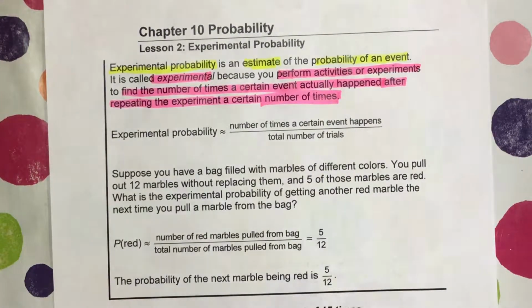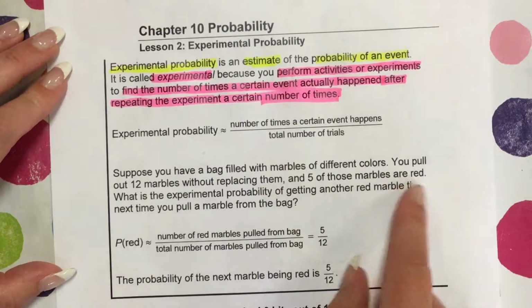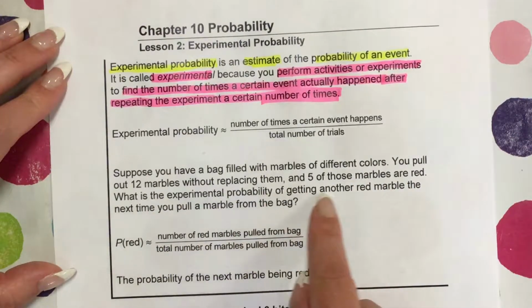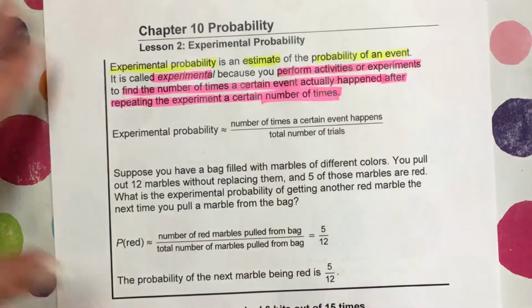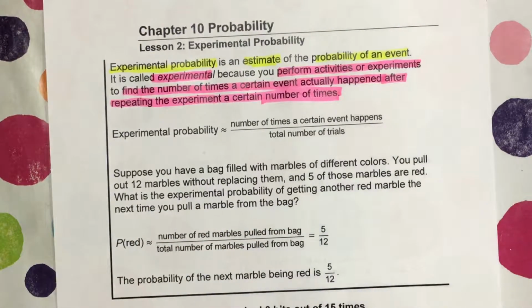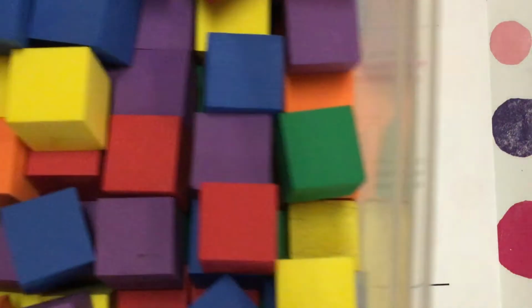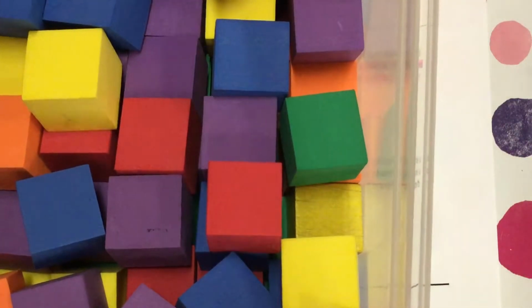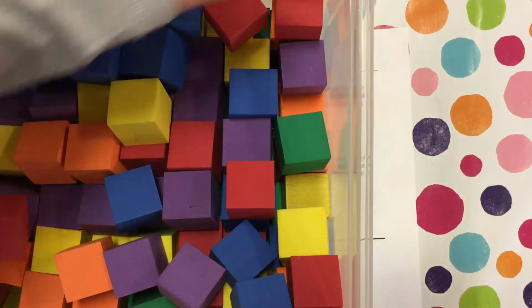So suppose we have a bag filled with marbles of different colors. You pull out 12 marbles without placing them back, and 5 of those marbles are red. What is the experimental probability of getting another red marble the next time you pull a marble from the bag? All right, cool. So let's go ahead and do this experiment. So we are going to go back to Minecraft marbles, where they're all going to be kind of in this block formation. All right, so here's all our Minecraft marbles.